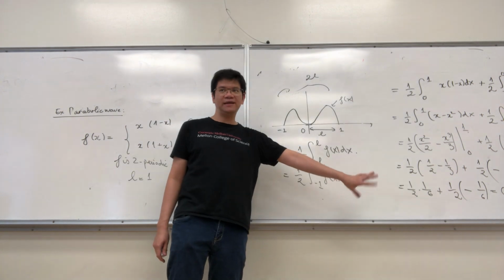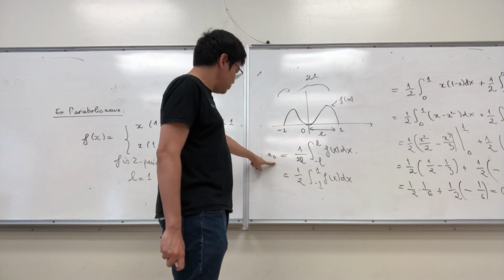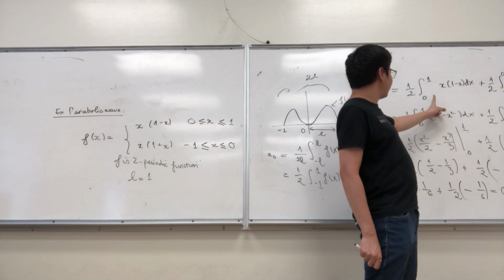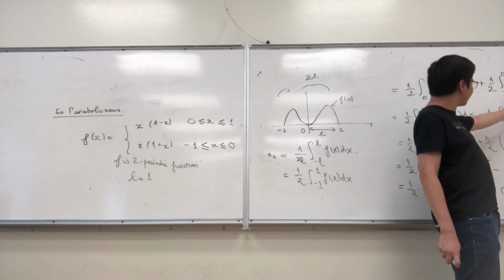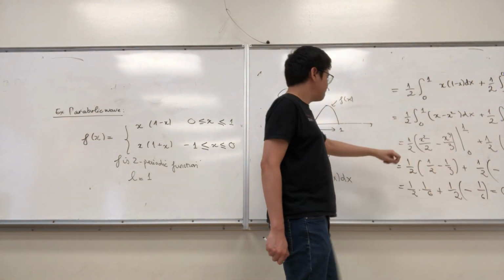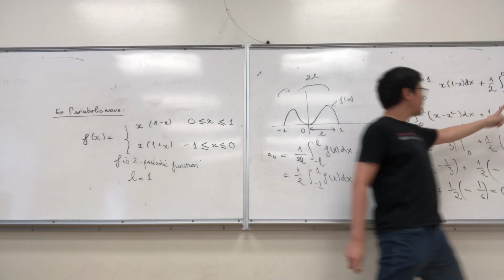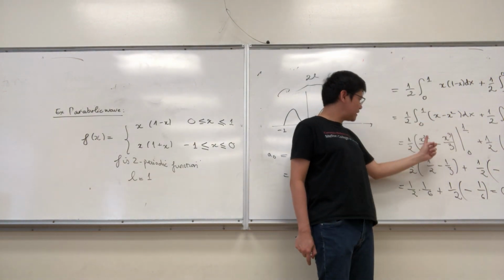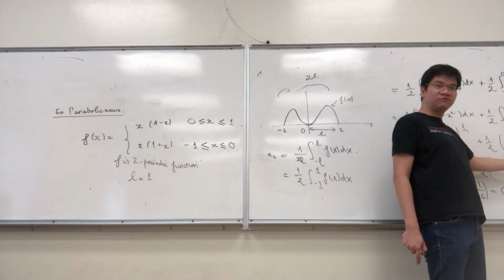And for the Bn and An, we're going to check. So I have A0 is 1/2 of the integral from -1 to 1 of f(x) dx. So here I'm going to have 1/2 of the integral from 0 to 1 of x(1 - x) dx plus 1/2 the integral from -1 to 0 of x(1 + x) dx. So x(1 - x) is x - x squared, x(1 + x) is x + x squared. The antiderivative of x - x squared is x squared over 2 minus x cubed over 3, and the other one gives me x squared over 2 plus x cubed over 3.